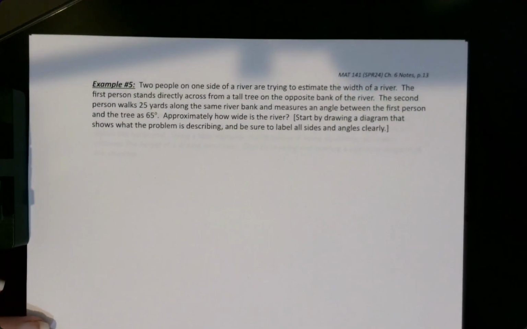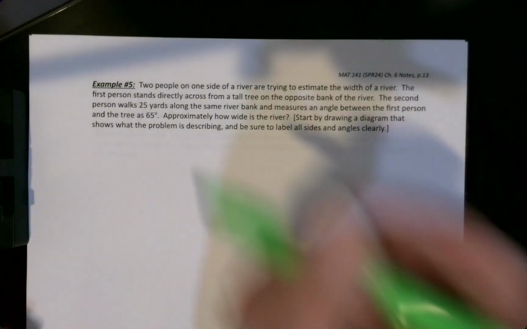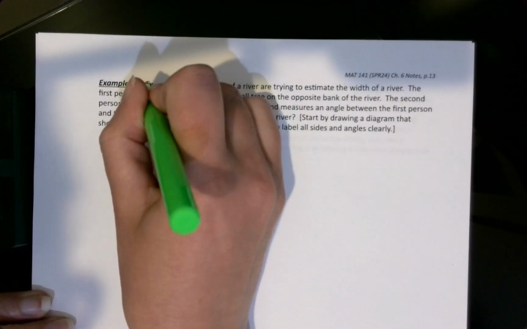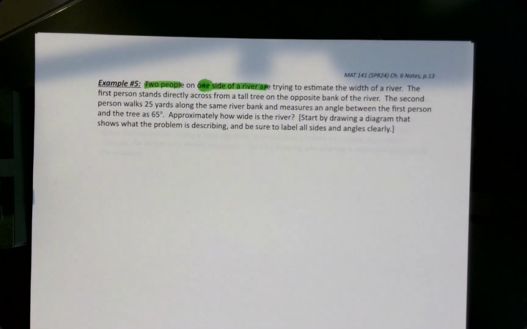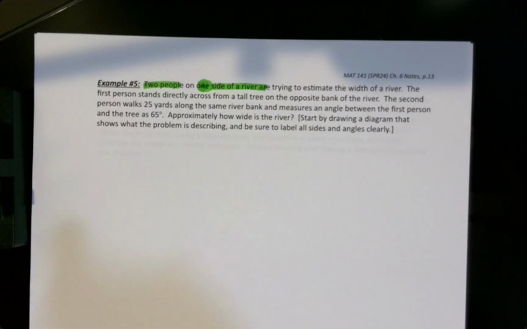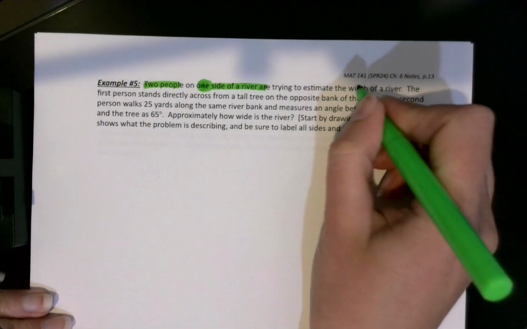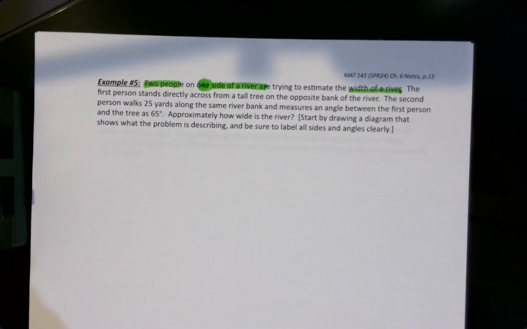Okay. All right, so we're going to continue and look at example 5. Here we've got two people on opposite sides. Oh, no, I misread that. I need to read this carefully. I've done this before. We've got two people on one side of a river. Sometimes there'll be opposite sides. In this question, two people on one side of a river, and they're trying to estimate the width of a river. So let me try to make myself a diagram here.